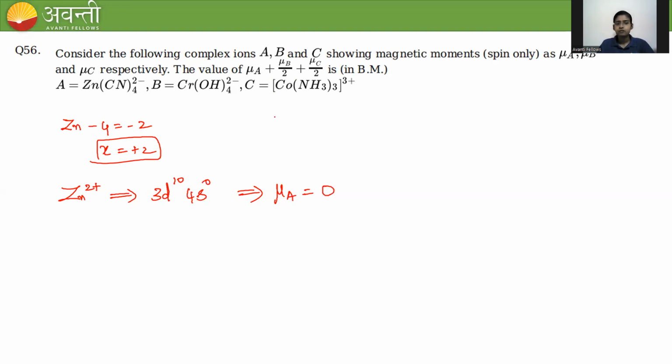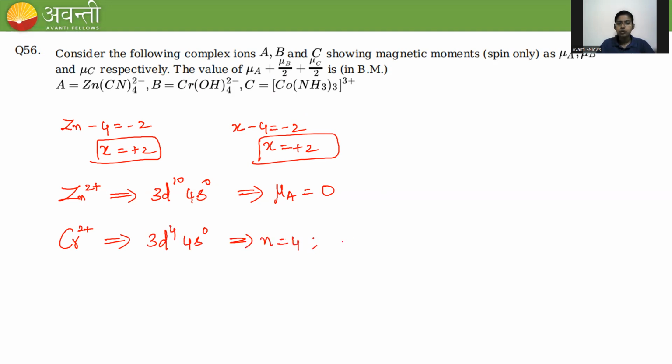Coming to the chromium complex, chromium is taken as X and X minus 4 is equal to -2. So again, chromium is also in +2 oxidation state. Chromium 2 plus means it is 3d4 and 4s0. So here the number of unpaired electrons is equal to 4. If we substitute in the mu value, which is equal to root of n into n plus 2, that is 4 into 4 plus 2, 4 plus 2 is 6, 6 into 4 is 24, and this can be written as 2 into root 6.